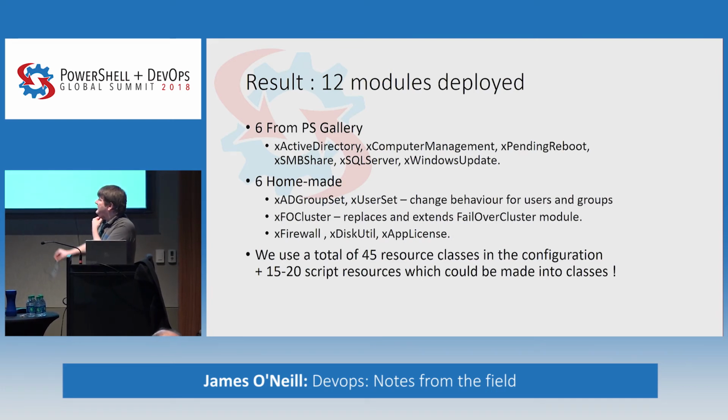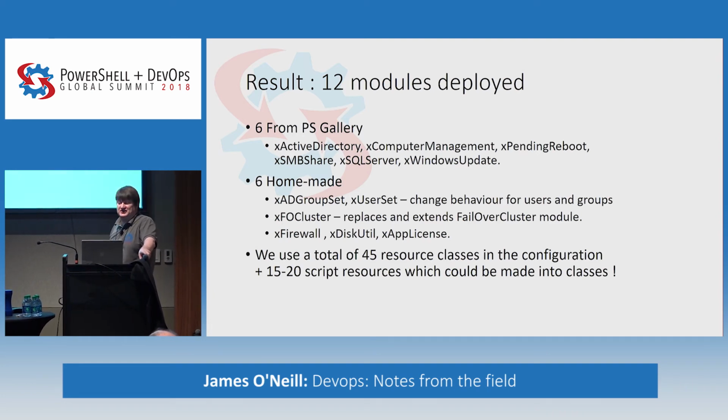I replaced the failover cluster module. I actually did what Mike's describing in the session I was plugging before. And I wrote my own for managing disks, managing the firewall, and one specific to this GE software. 45 resource classes in the configuration in total.